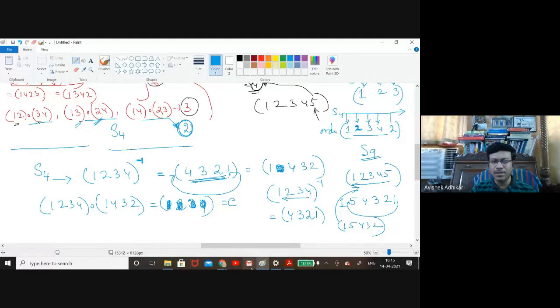It's nothing but a permutation, and you'll be surprised to know that the development of group theory actually started with this kind of taking the permutations and all. One class I will devote to the history of groups, but that will be maybe after a few classes. Then you will realize that group theory started with permutations, combinations and all, and then solving a system of quadratic equation, quintic equation and all.